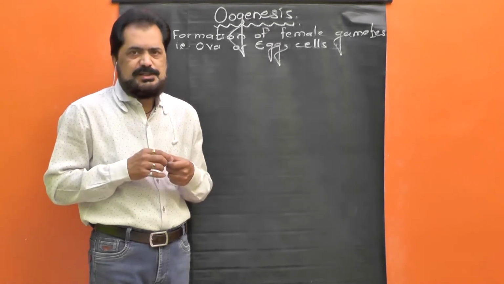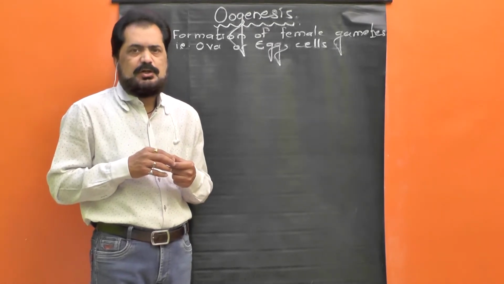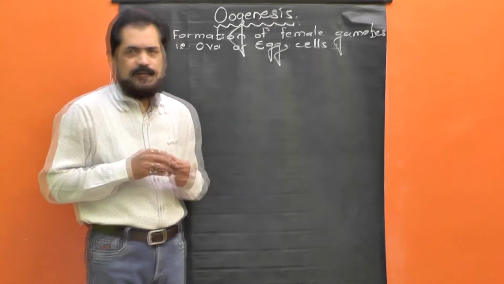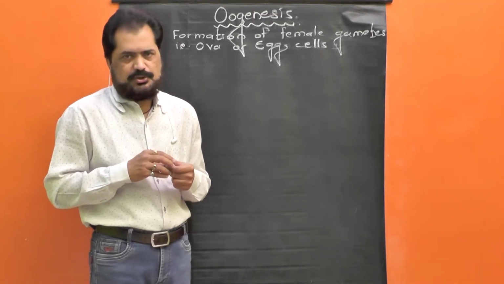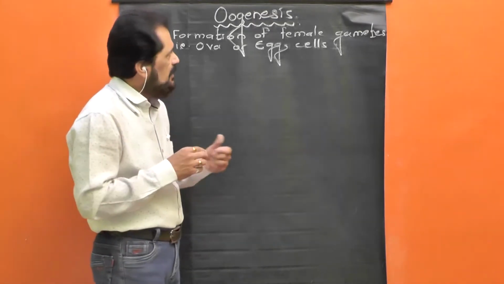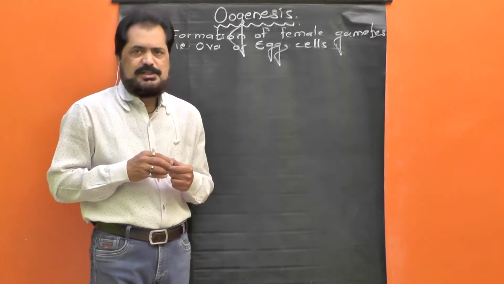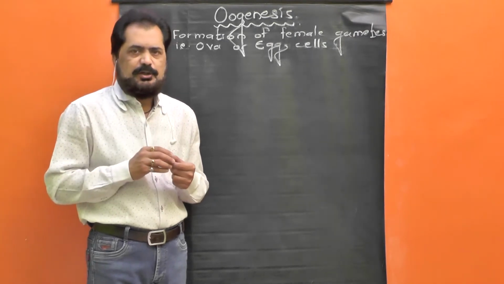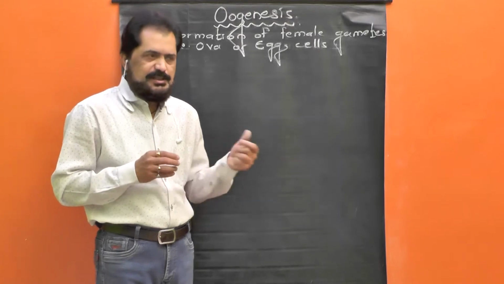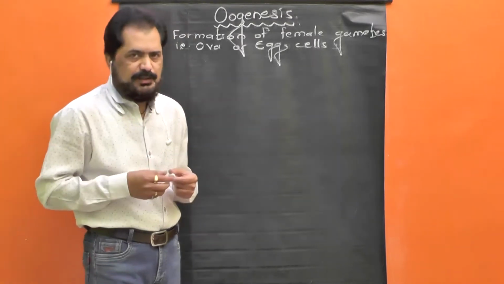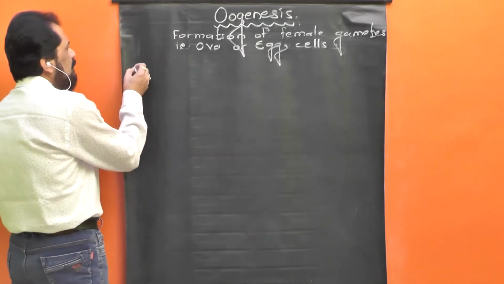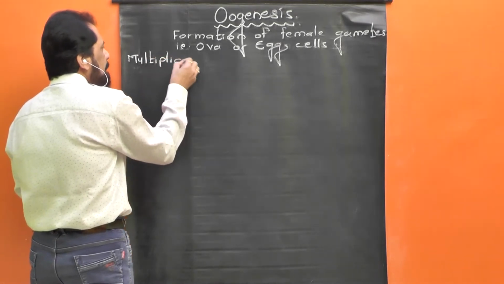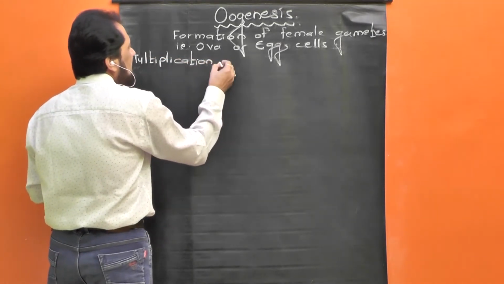So which are those 3 phases? You know, the first phase is called the phase of multiplication, the second phase is the phase of growth, and the third phase is the phase of maturation. So there are 3 phases here in oogenesis also: first the multiplication phase, second the growth phase, and third the maturation phase. Now let us start the study of those phases one by one. The first phase is the multiplication phase.